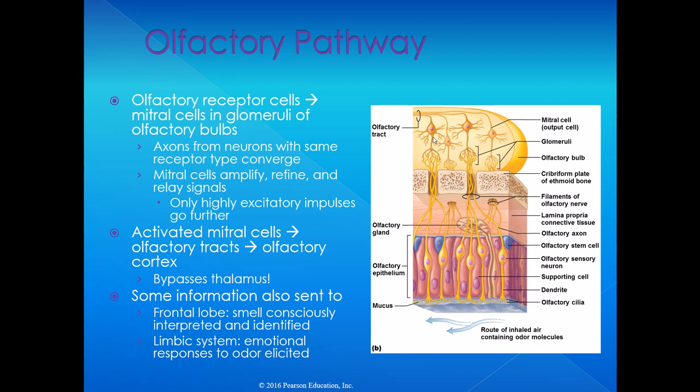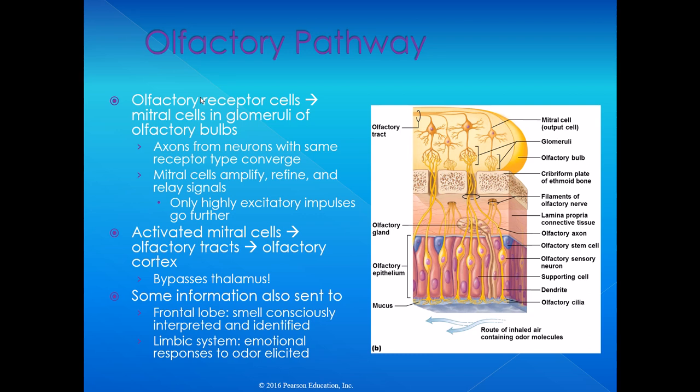So if there's not really enough of that particular odorant, that might not get included in the congruence of smells that make up a specific odor or smell. The mitral cells, their axons, as I said, merge into the olfactory tract, and then the olfactory tract goes right to the olfactory cortex of your brain.